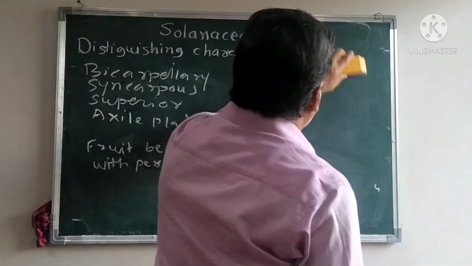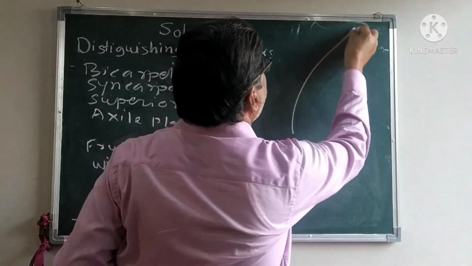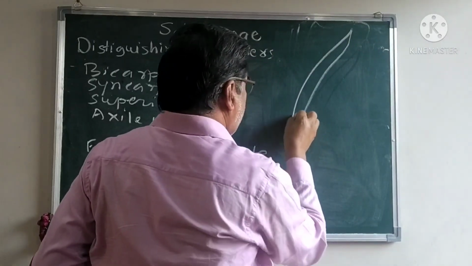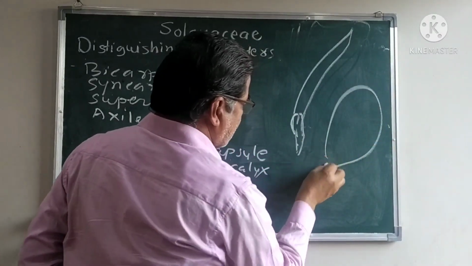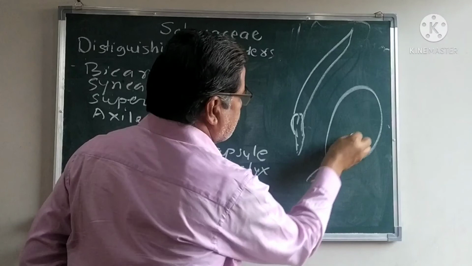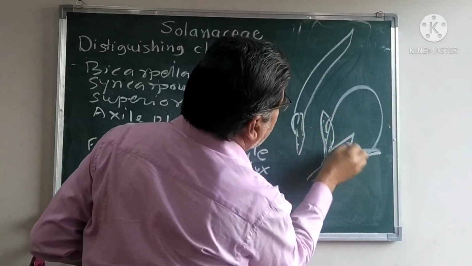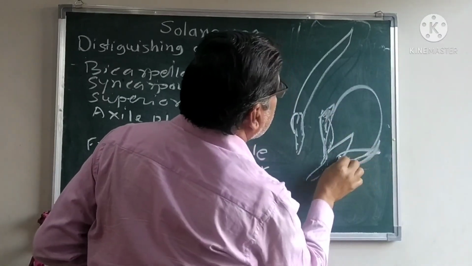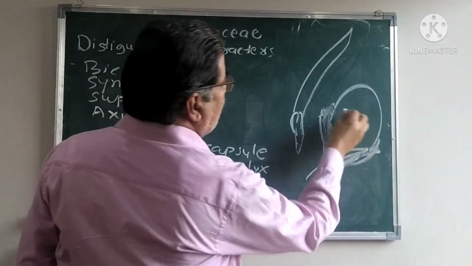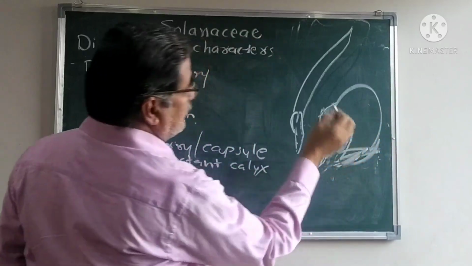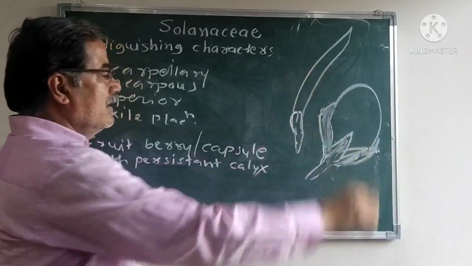Persistent calyx: all of us are familiar with the chili. At the base it has the green calyx. Or you are also familiar with brinjal. The green sepals are attached to the fruit. When the fruit dies and decay takes place, then the sepals are liberated. That is known as persistent calyx.